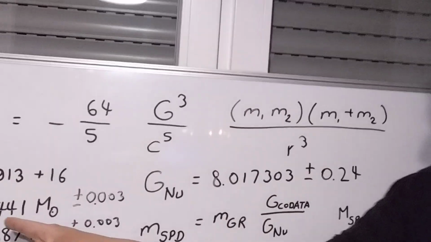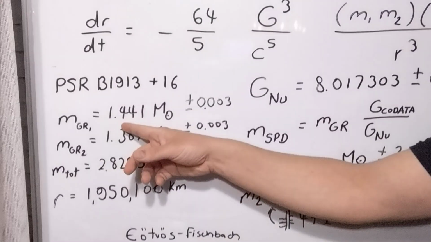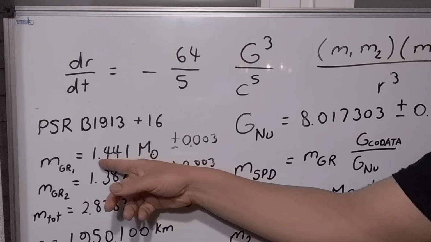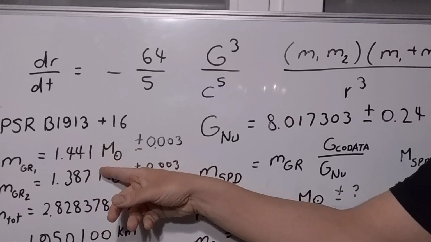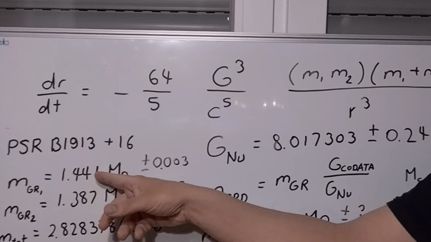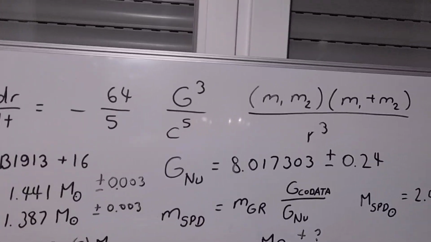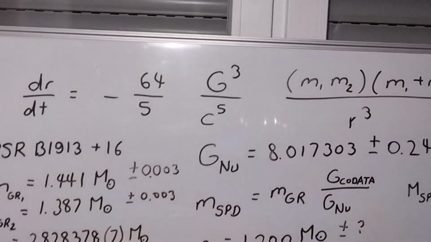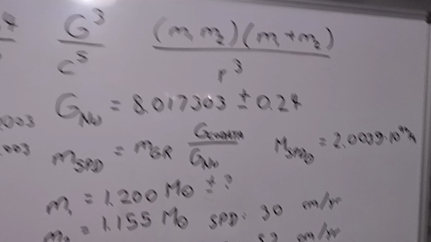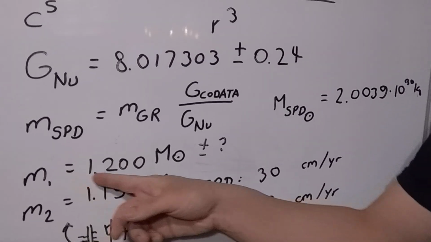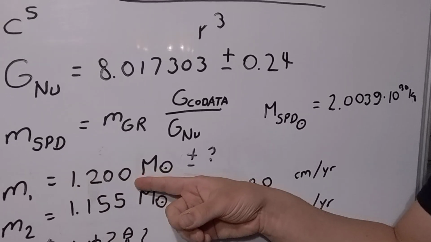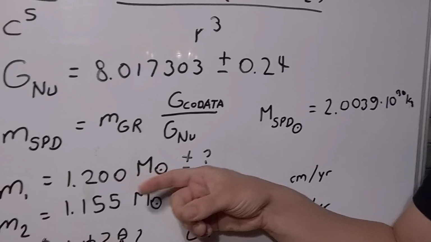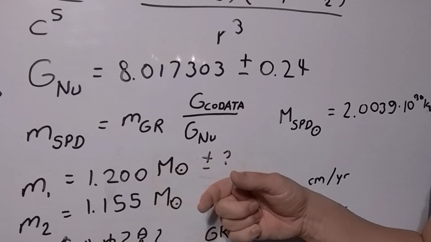So then when we look at the GR mass, the general relativity mass of these neutron stars, we see that they are already below, not far below, but below the Chandrasekhar limit, which makes it somewhat doubtful that these are really neutron stars. And when we calculate their SPD mass, the true mass, we see that it's clearly below the Chandrasekhar limit, meaning that it's impossible that they are neutron stars.